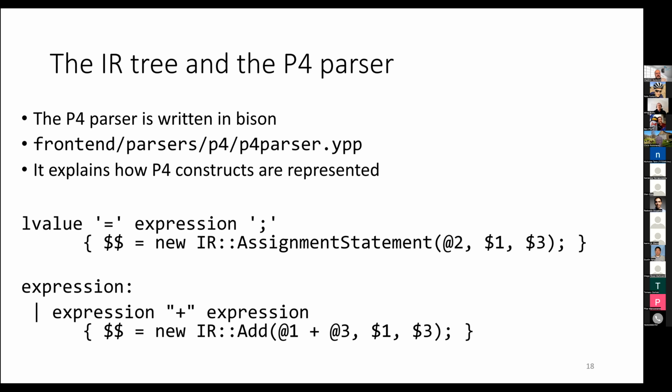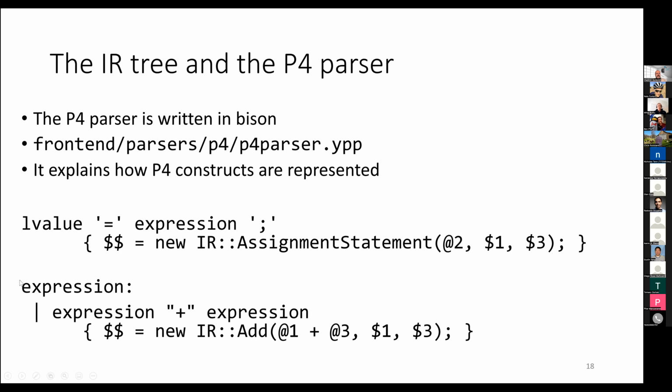For example, I have two fragments here. The top one is a production. So the left value is followed by an equal sign, followed by an expression, and followed by a semicolon. When the parser parses such a fragment of the grammar, what it would build is an assignment statement. And the first object, which is the left value, will become the first argument of the assignment statement, and the expression will become the second argument. So you can see that if you write equals in your program, you generate an IR node called assignment statement. This @2 stands for the source code position. So the source code position of the assignment statement is the position where the equal sign is, according to this grammar rule.